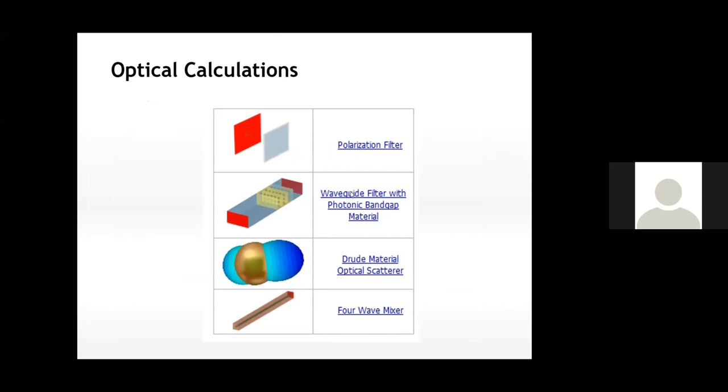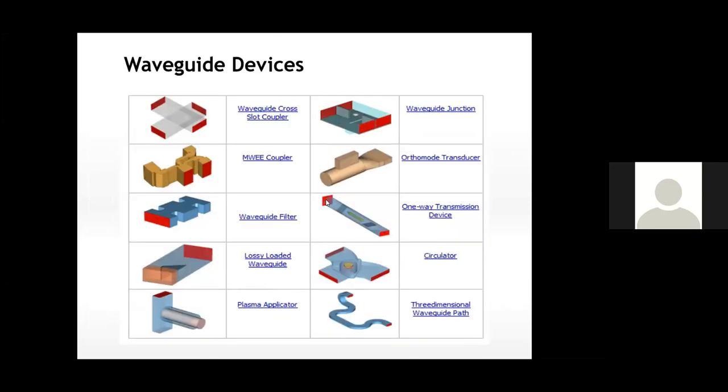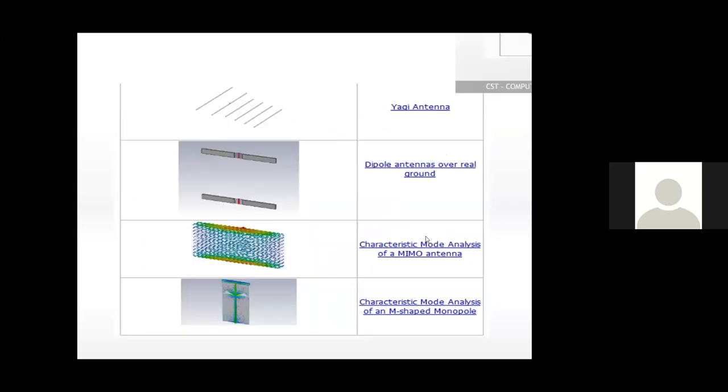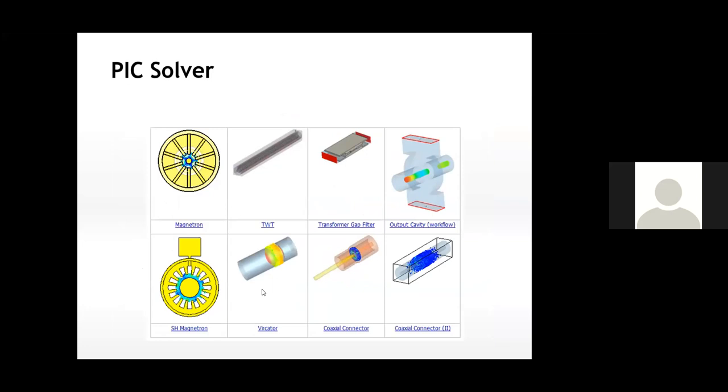This integral equation solver example is also there. So you can do something within no time. PIC solver is also there. So particle-in-cell, it requires magnetron, traveling wave tube, and transformer, gap filter, optical cavity, coaxial grid. All these things are provided in the help menu of this package. So this is very, very useful and you may become very, very familiar too.